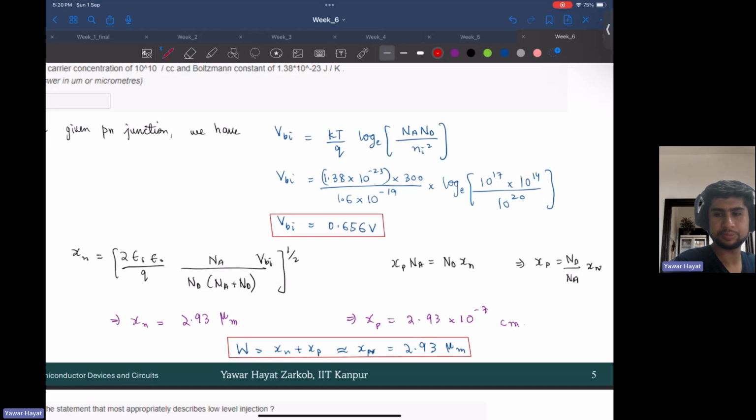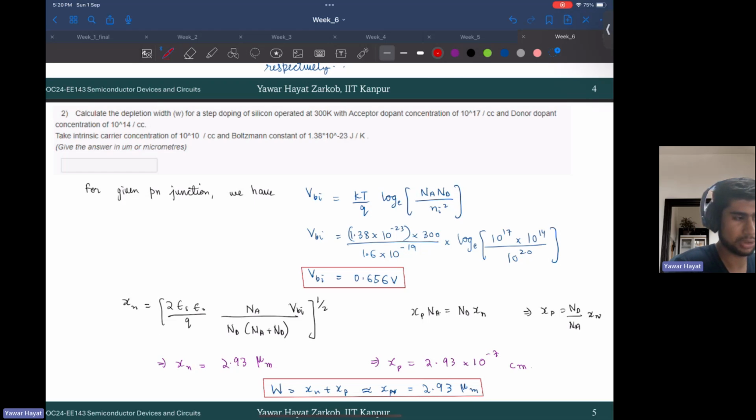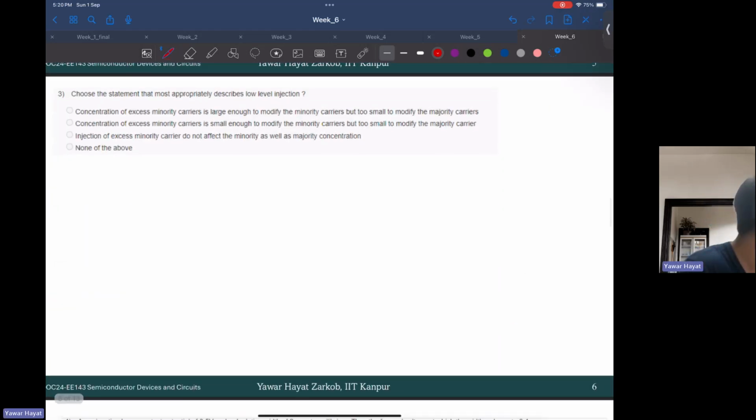This is our W, and this was what the question asked us to compute. We had to calculate the depletion width for this step doping of silicon that is operated at 300 Kelvin. Okay, this is done now. What about the next question? The third one.